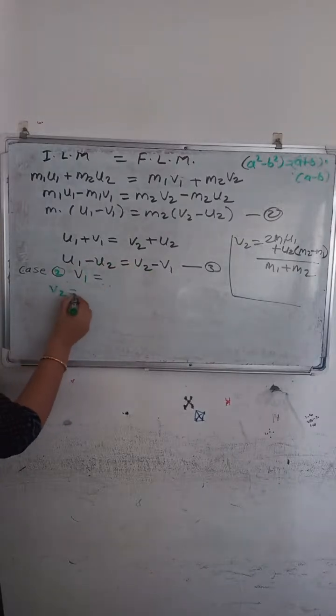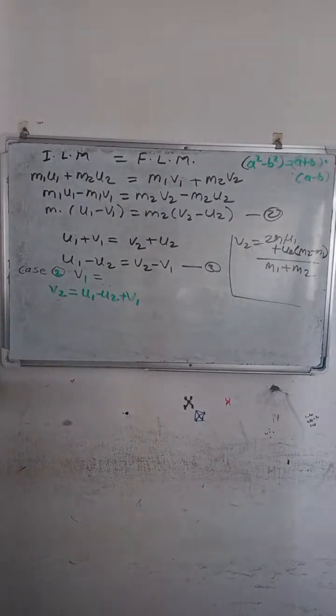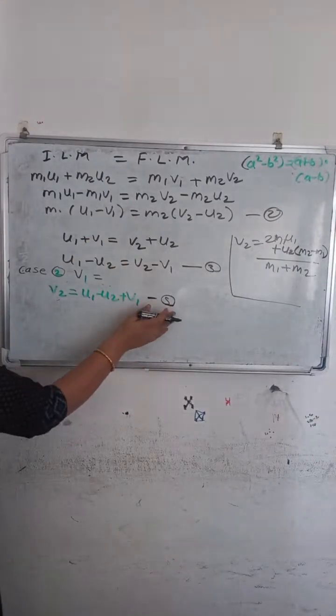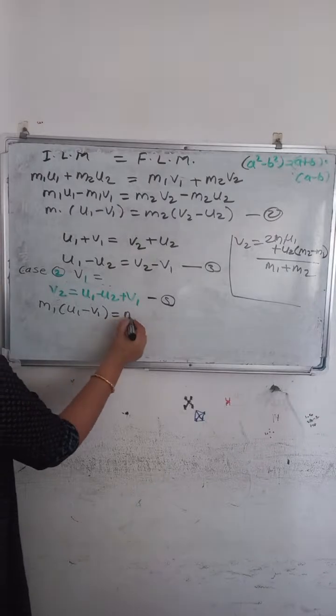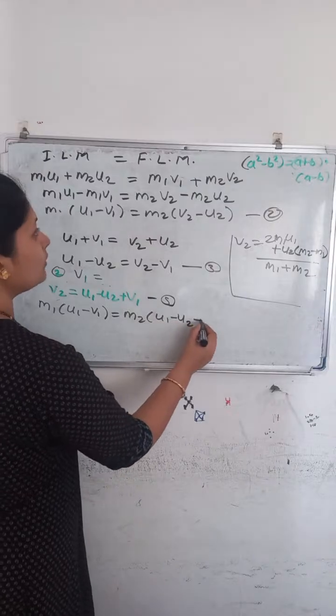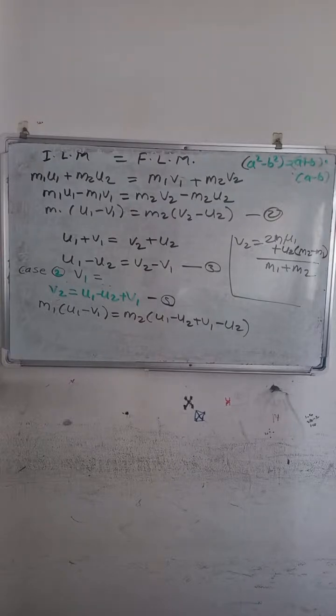So v2 is nothing but u1 minus u2 plus v1. This is nothing but our fifth equation. So now take the fifth equation and substitute in equation number 2 again. So m1 (u1 minus v1) is equal to m2, and v2 you can replace now, (u1 minus u2 plus v1 minus u2). Getting this? So this is the equation we are getting.